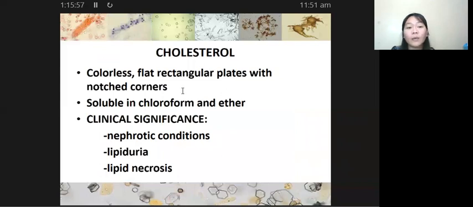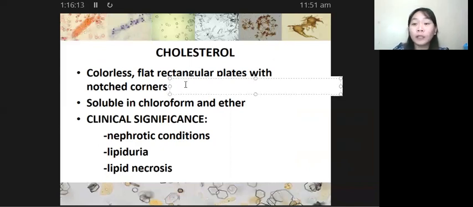Another one we have is your cholesterol. Your cholesterol appears as colorless, flat, rectangular plates with notched corners. Other descriptions used to characterize the appearance of your cholesterol include the staircase pattern.